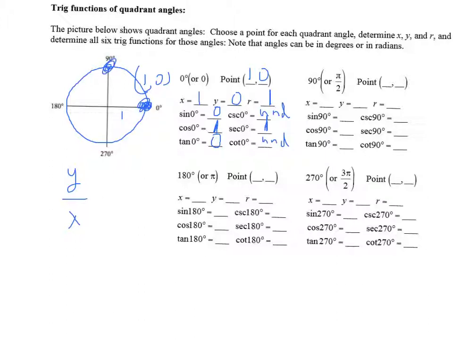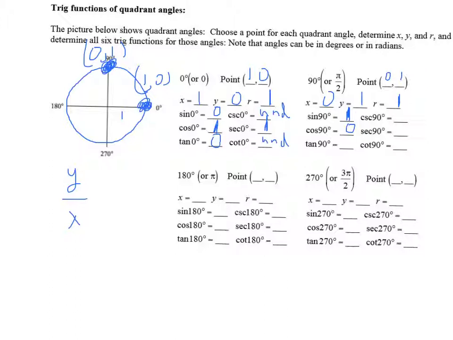Now if we go to pi over 2, or 90 degrees, that coordinate is 0, 1. So let's fill this in. X is 0, y is 1, and the radius is 1 again, since it's the unit circle. This point is 0, 1. Sine is the same thing as the y-coordinate. So sine is 1, cosine is 0.